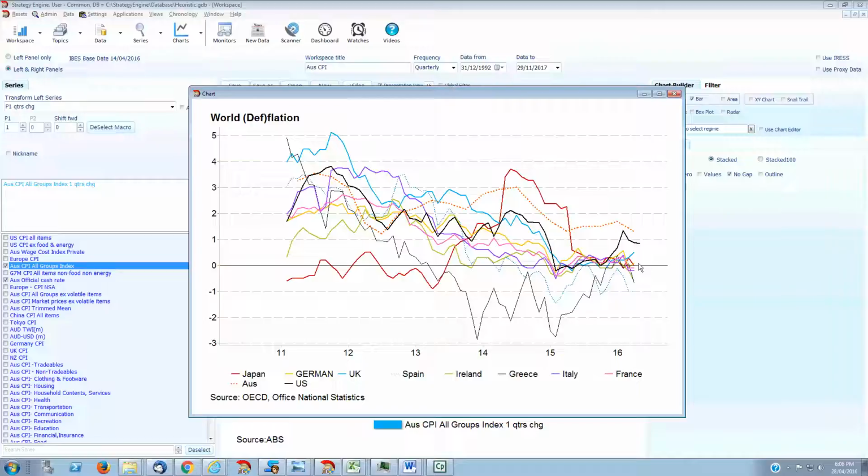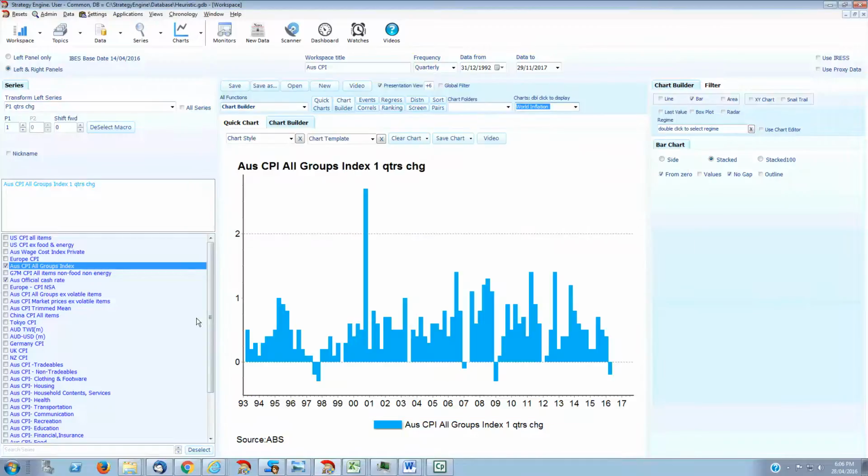And although Australia's number was very weak, it still is way in excess of global inflation rates, as you can see there. So the annual rate of inflation falling down to 1.3%, but still some way above global inflation rates at the present time. So let's just have a closer look at the release.